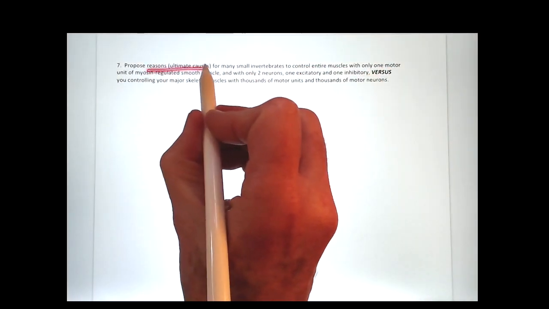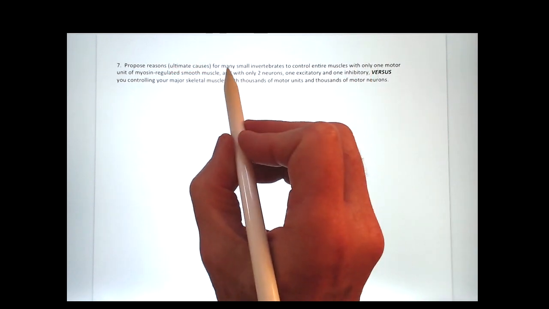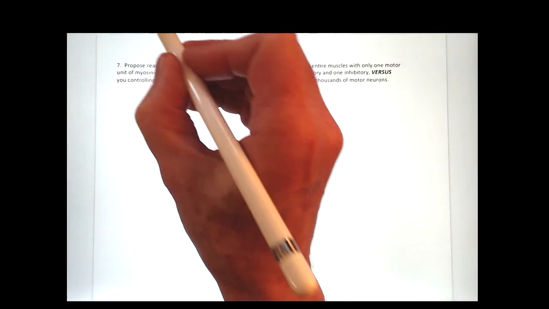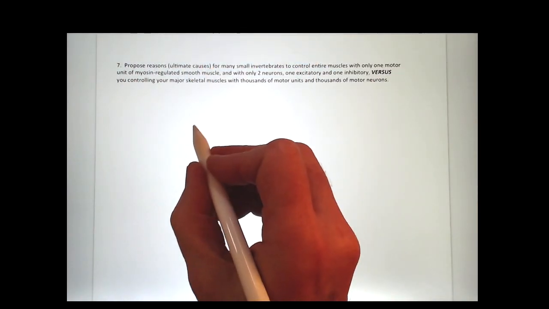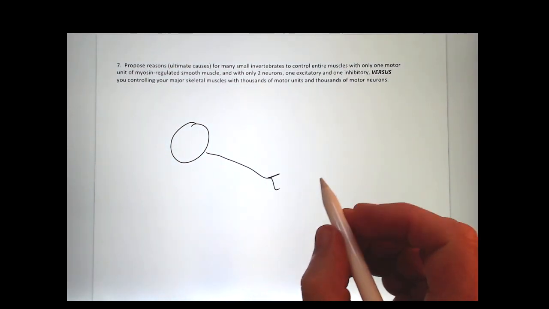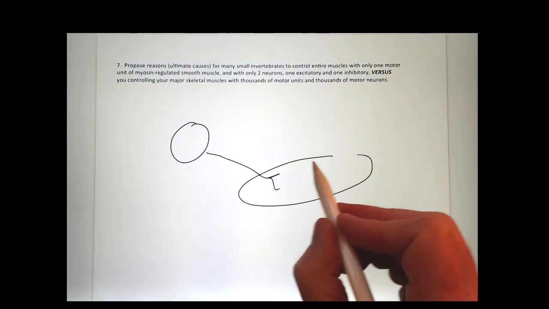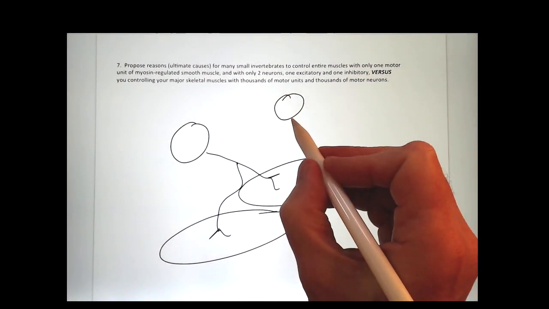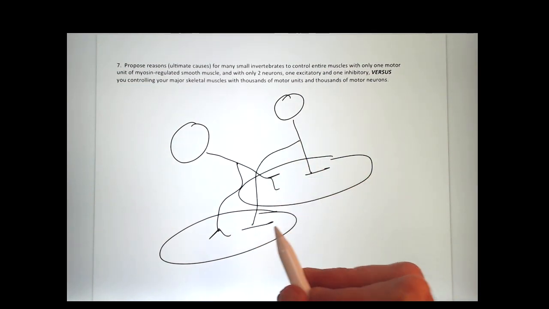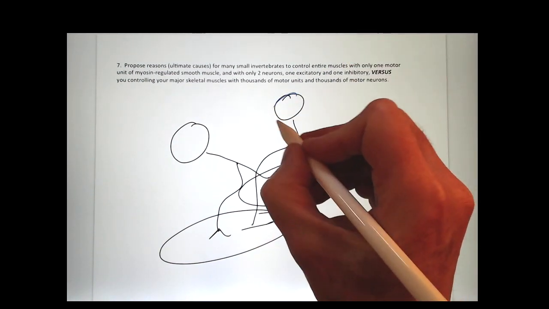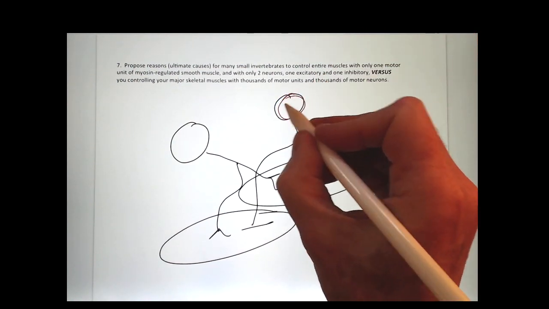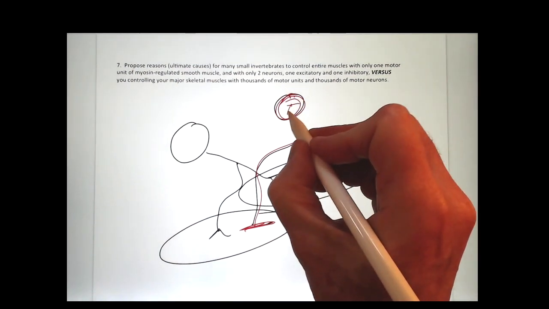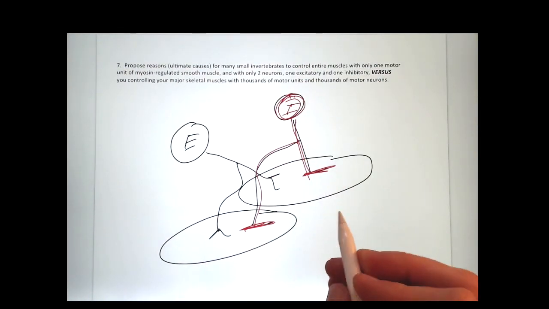Finally, propose reasons, ultimate causes. So evolutionarily, why might it make sense for many small invertebrates to control entire muscles with only one motor unit? One motor unit with just 2 neurons, and we could have as many muscles as we wanted here, but one of these, make it red, one of these is inhibitory, and the other is excitatory.